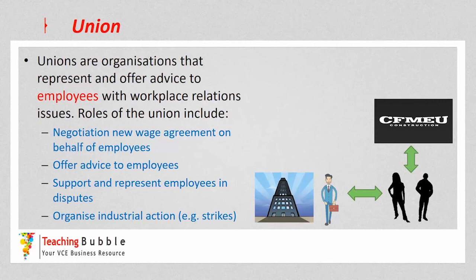So it could be simply offering advice during times of a dispute, or actually getting the union to represent the employees in terms of a dispute, and that could be around unfair dismissal or any other type of dispute. Also, the union will often organise industrial action. So if the negotiation of a new agreement is breaking down and things aren't going that well, they may organise industrial action such as a strike to get the employees to say, let's show our importance to the employer, to try and persuade them to come to the party about what we want in a new wage agreement.